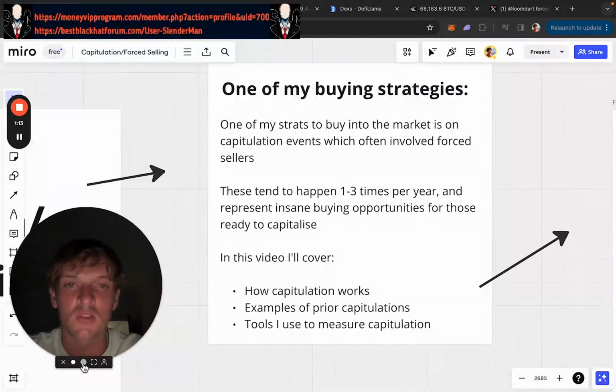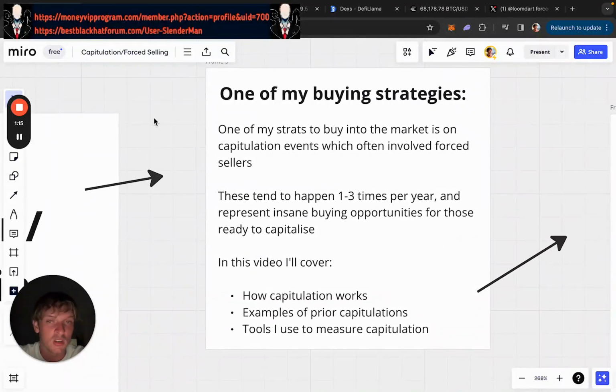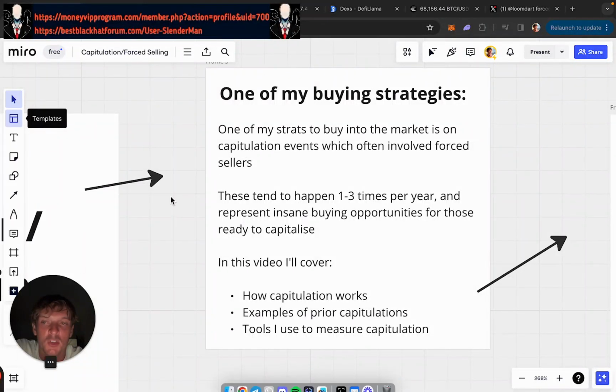One of the buying strategies is buying capitulation. I have a bunch of data to measure when the market is having capitulation happen. Capitulation happens 1 to 3 times a year, usually once or twice. It represents a really good buying opportunity, one of the best buying opportunities you'll get.